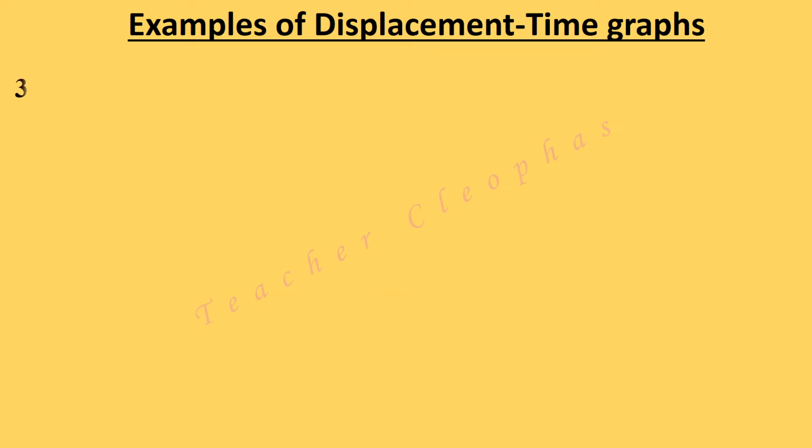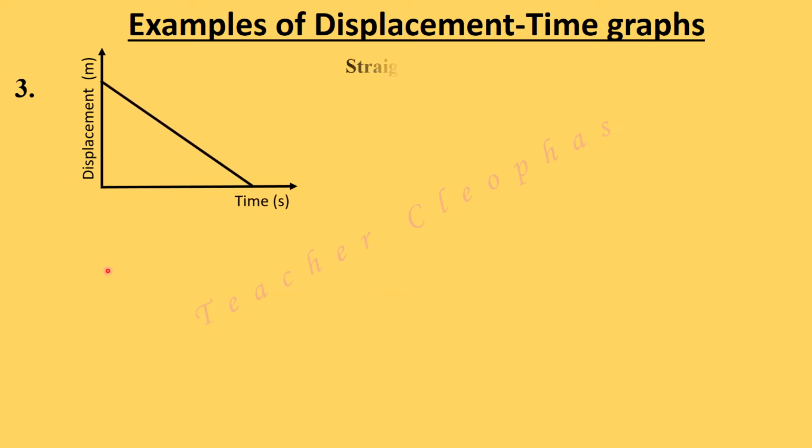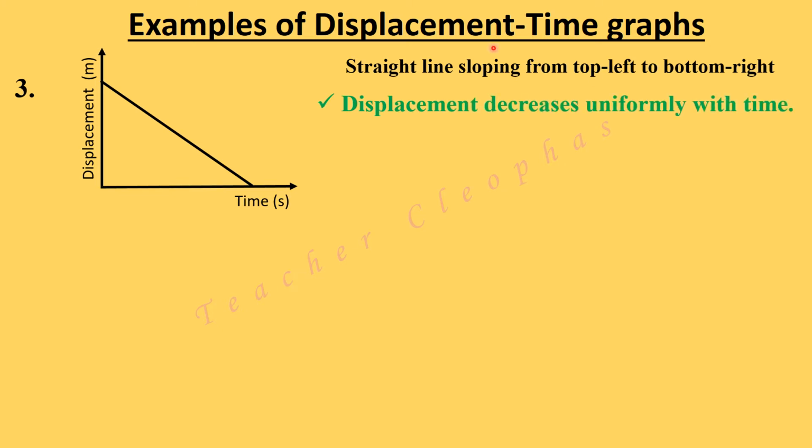Another example, that is our third example, displacement again on the y-axis, time on the x-axis, and then a straight line. This straight line slopes from top left to bottom right. And one thing that we can say is that displacement decreases uniformly with time, as we can see. As time increases, displacement decreases. So this gives us a negative constant velocity.